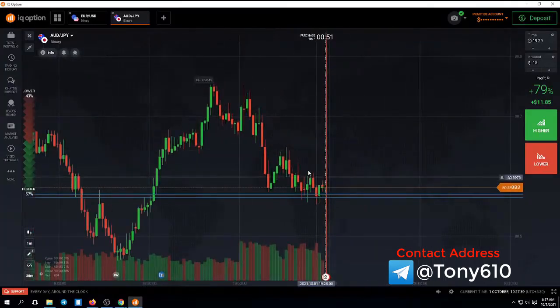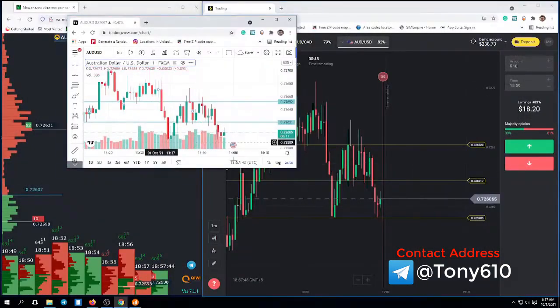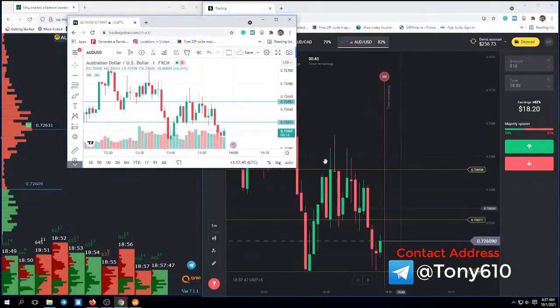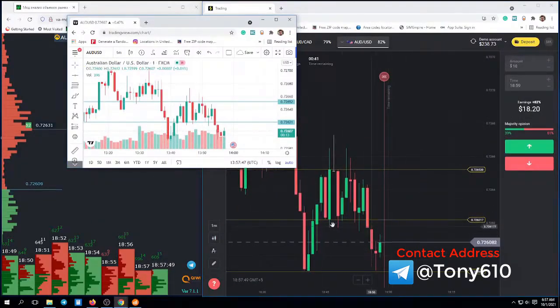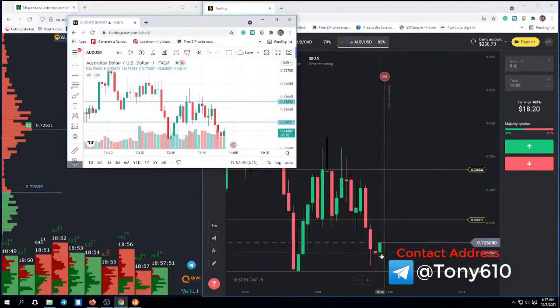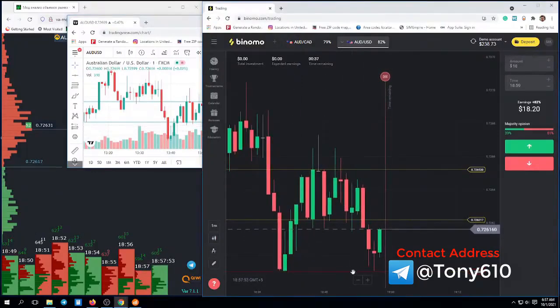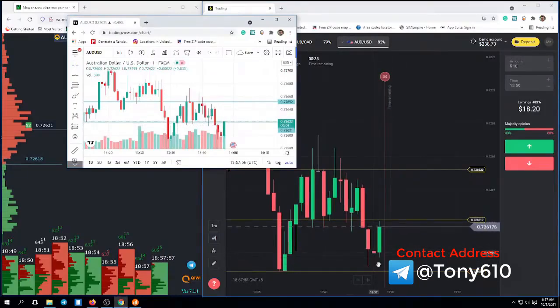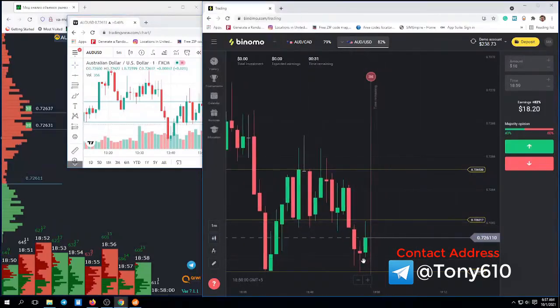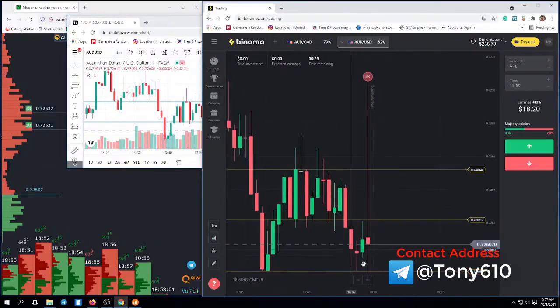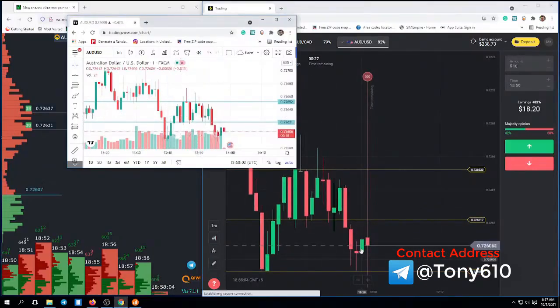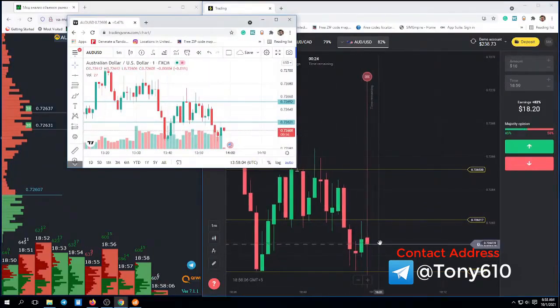So you can draw the SNL levels following this strategy. Here you can see the market already broke out these levels, and this is the support level. I missed one trade after these candles.